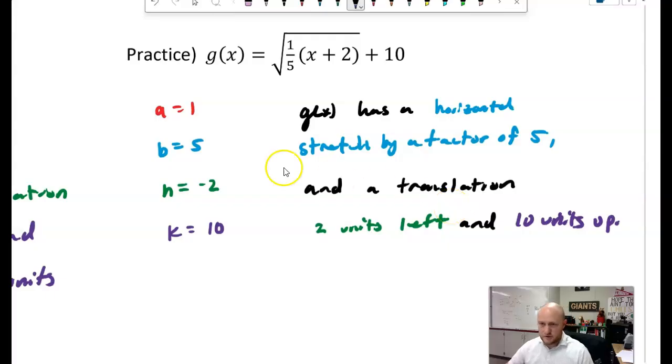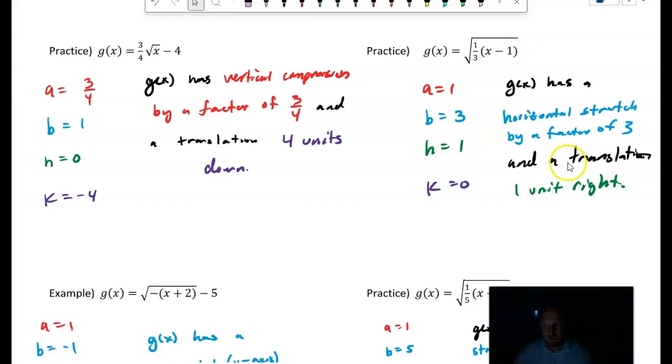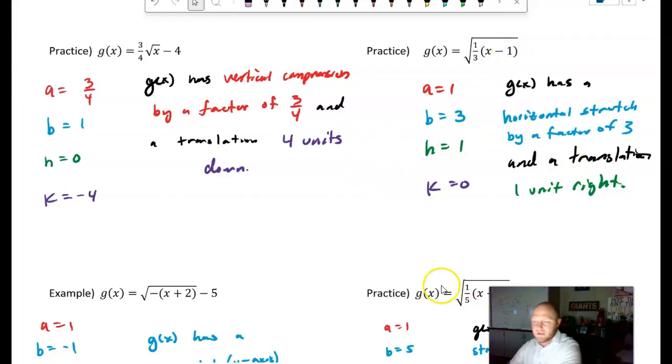All right, so just if you wanted to look at these last 2 practice ones, here are the solutions. Okay, and here are the solutions. A equals 3/4. That's a vertical compression by a factor of 3/4, and then K is equal to -4. That's a translation 4 units down. On practice problem 2, your B value is 3, causing a horizontal stretch by a factor of 3, and your H value is a +1, which means you are going 1 unit right.